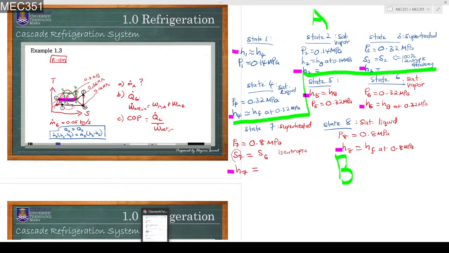Okay, so let's have a 5 minutes break, but still in the 5 minutes break you have to find the enthalpy value here. Okay.